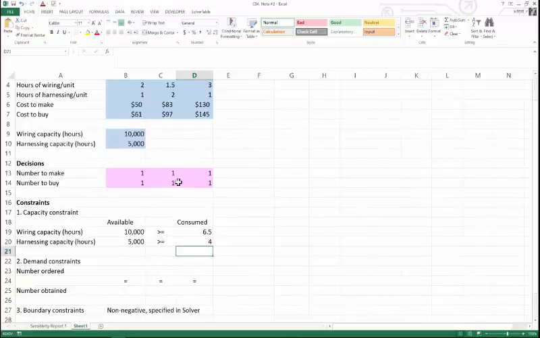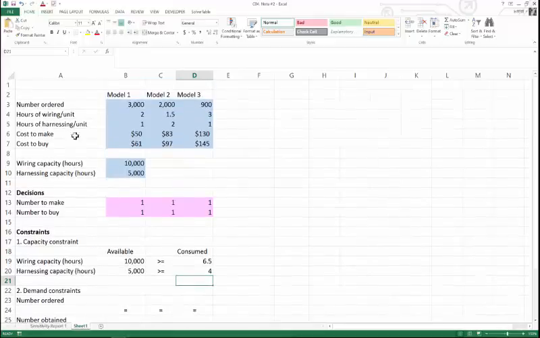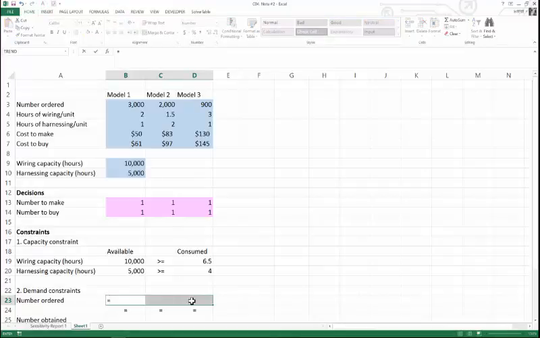Now, the second constraint is a demand constraint. We want the total number we order to equal the total number we have obtained. So the number ordered, we have that information. The number ordered is given: 3,000 model 1, 2,000 model 2, and 900 model 3. So we will just put that information in this place.